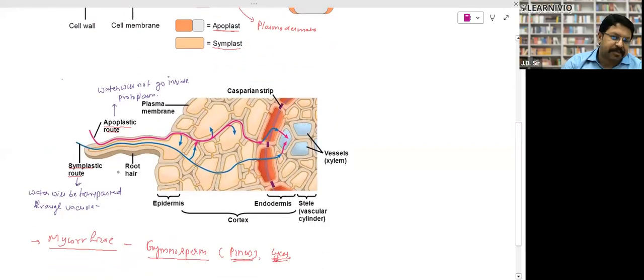So you can see this blue color line, it shows the direction of the symplastic pathway. This red color line shows the direction of the apoplastic pathway.